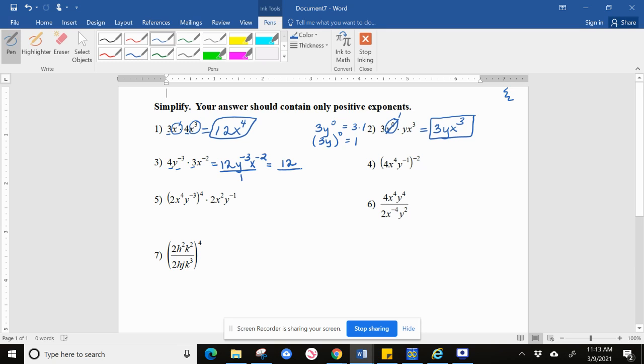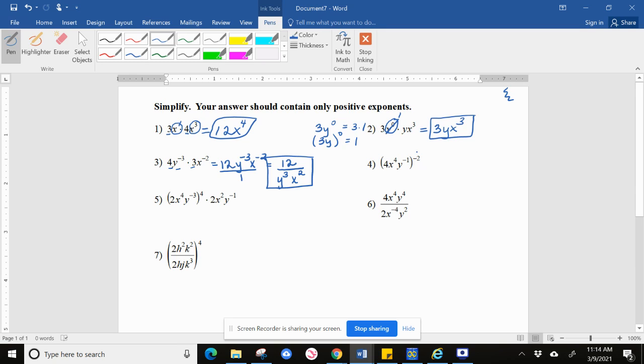So 12 does not have a negative exponent. It's just 12. But y to the third is negative. So if we bump it down here to the denominator and also scoot x down, then we have positive exponents. So that's how you get those to be positive. You put them on the other side of the fraction, meaning if it's on the numerator, move to the denominator, and vice versa.